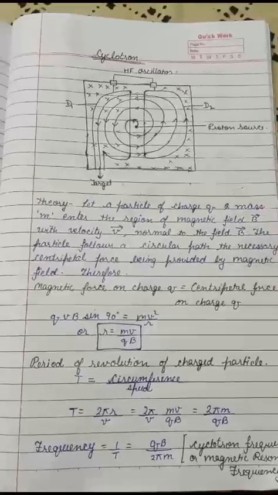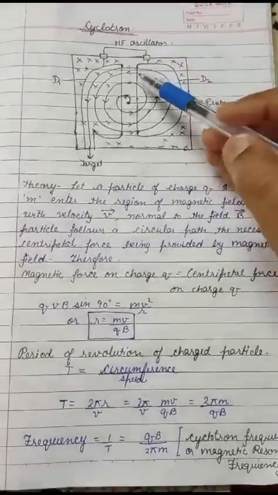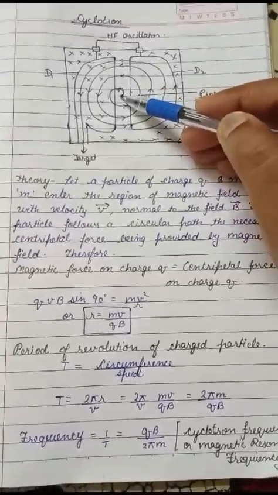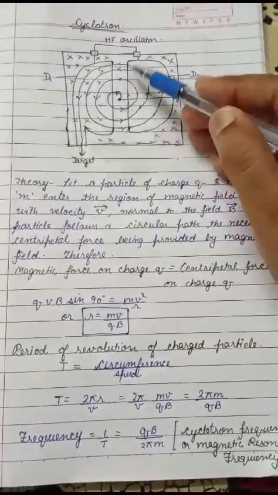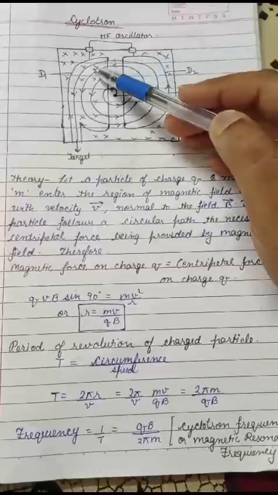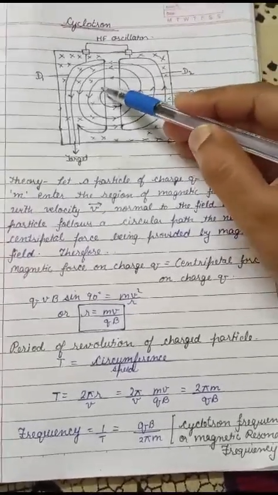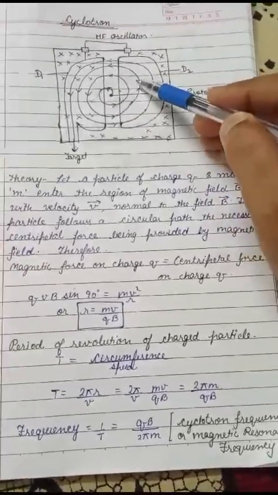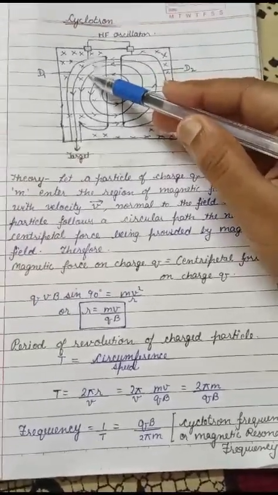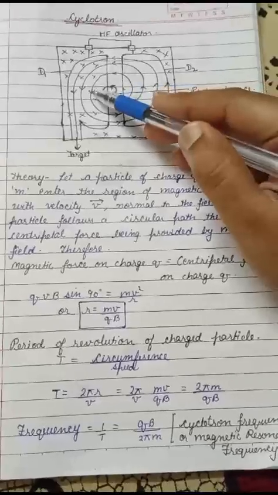Now the main part, that is working. I'm going to explain the working, so kindly listen properly. This proton gets generated between the gap of the two D's. These two D's are connected to a high frequency alternating voltage, so its polarity changes within milliseconds. At first D1 is negative and D2 is positive. So when this charged particle is generated, it finds D1 negative and D2 positive. As it is positively charged, it will be attracted towards D1.